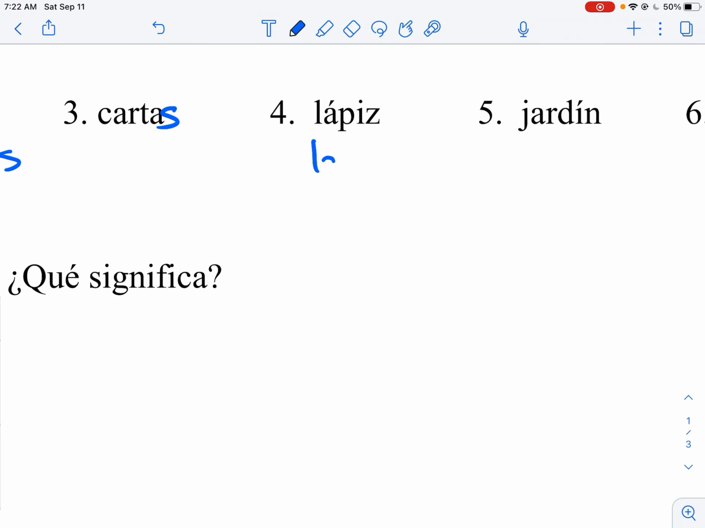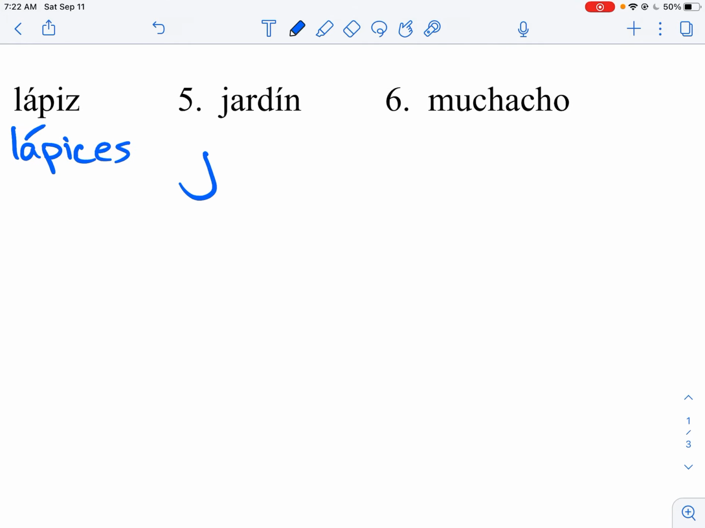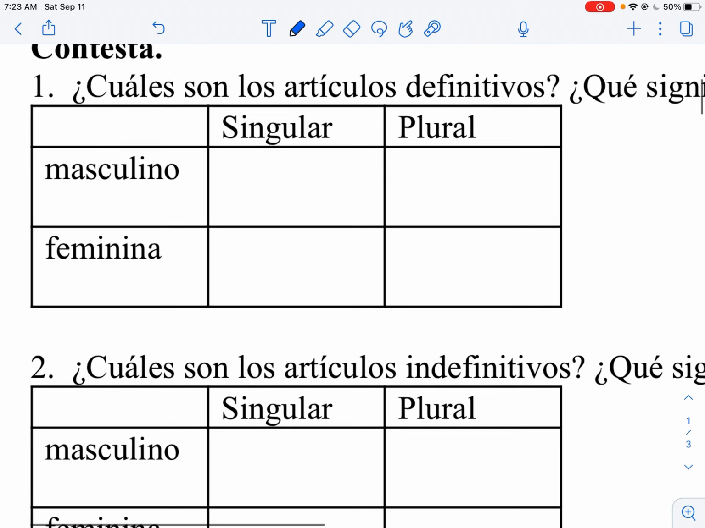Cartas. This one, I can't just put the ES on the end because the Z changes to a C. This one, same thing. It has this accent here, so I have to get rid of that. This one, I can just add an S. Okay.